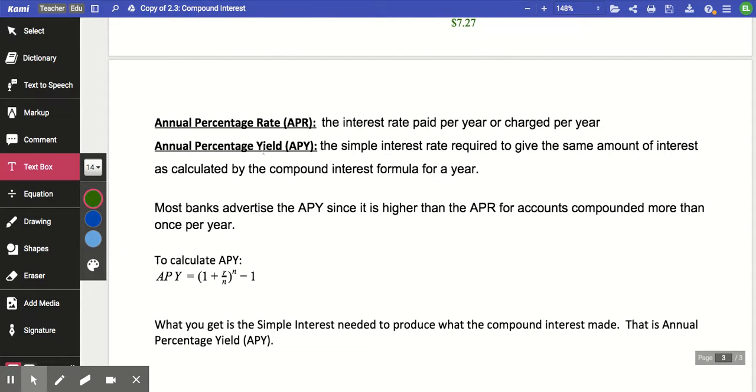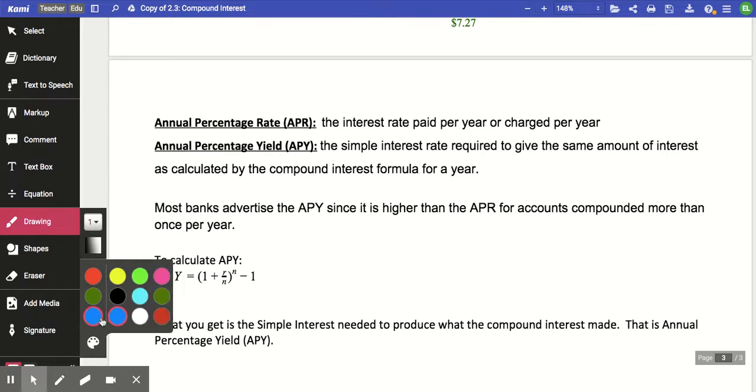So something I've previously mentioned is APR, which is just the annual percentage rate that is often communicated. And that's just the interest rate paid per year, or sometimes if you're being charged interest, charged per year. There is something else called the annual percentage yield. And all that means is it's the simple interest rate required to give the same amount of interest that's calculated by the compound interest formula for one single year.